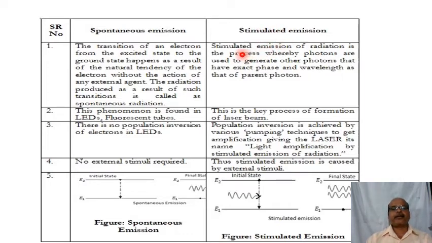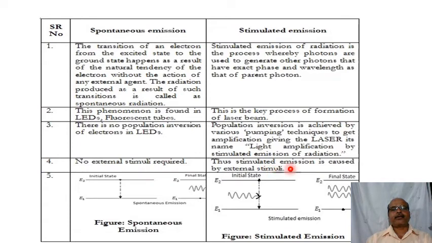Population inversion is required. Stimulated emission of radiation is the process whereby photons are used to generate other photons that have the exact phase and wavelength of a parent photon. This phenomenon, as previously mentioned, is found in LEDs and fluorescent tubes, while this phenomenon is generally used in a laser. There is no population inversion here. Here population inversion is achieved by various pumping techniques to get amplification, giving the laser its name: light amplification by stimulated emission of radiation. If the long form of laser is asked, the long form is light amplification by stimulated emission of radiation. So here no external stimuli is required.